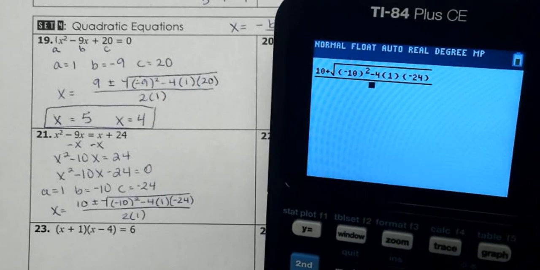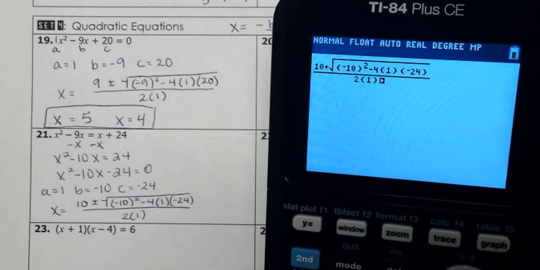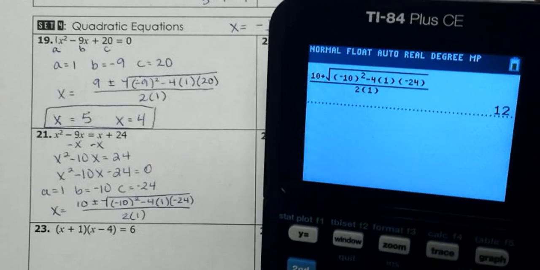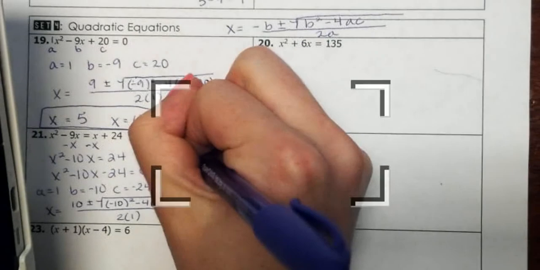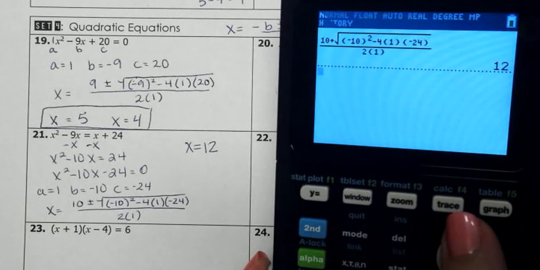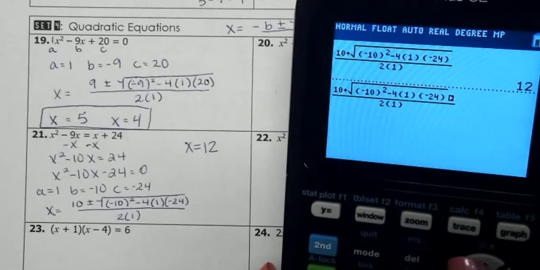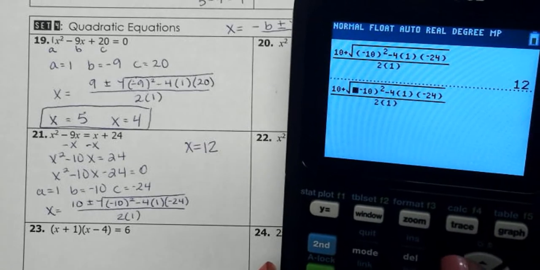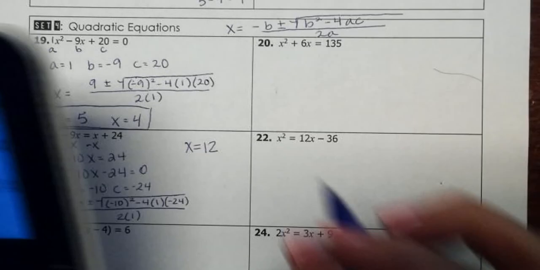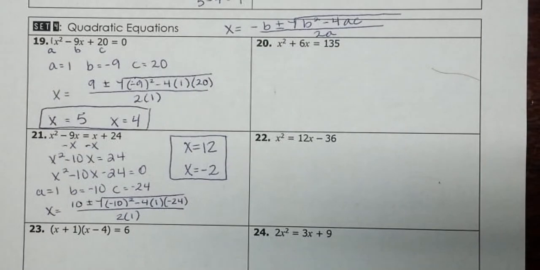And now I'm going to scroll down to the bottom of the fraction. And I'm going to put 2 times 1 in the bottom of the fraction there. And it will give me 12. So that's one of my answers. Okay? So now all I have to do is scroll up in my calculator and grab what I just typed in, scroll over, and change that plus to a minus. And I get negative 2. So those are the ways that you can type it into your calculator.